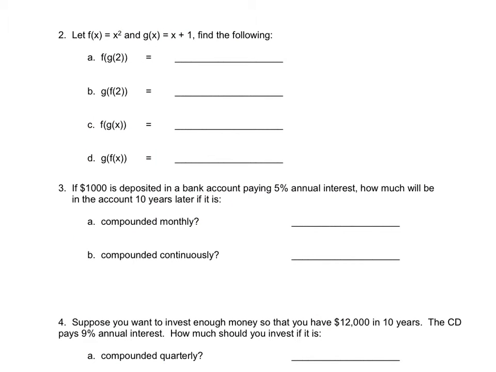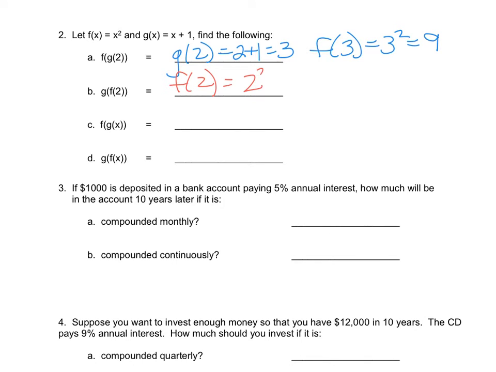Okay, so for number 2, first I need G of 2, which is 2 plus 1. Then we're going to do F of that result, which is 3. So 3 squared is 9. For B, we need F of 2, which is 2 squared. And then we plug that into G. We get 5.